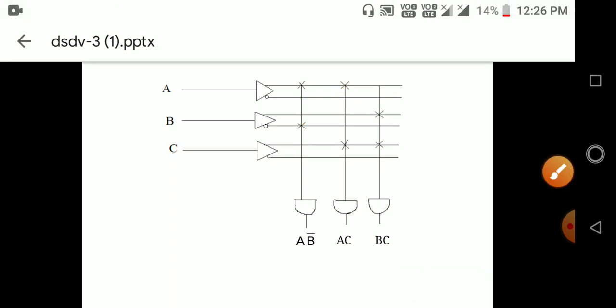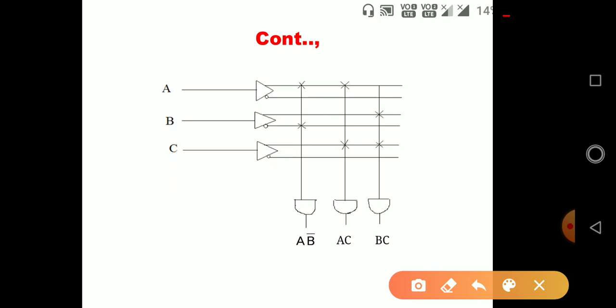So here is an example. There are 3 inputs, A, B, C. I have drawn 3 input buffers here and 3 input programmable AND gates. Why 3 programmable AND gates? Because the number of programmable AND gates is equal to the number of min terms. In the previous equations we saw there are 4 min terms, but AC is common to both equations. Hence, I have only considered 3 min terms here.